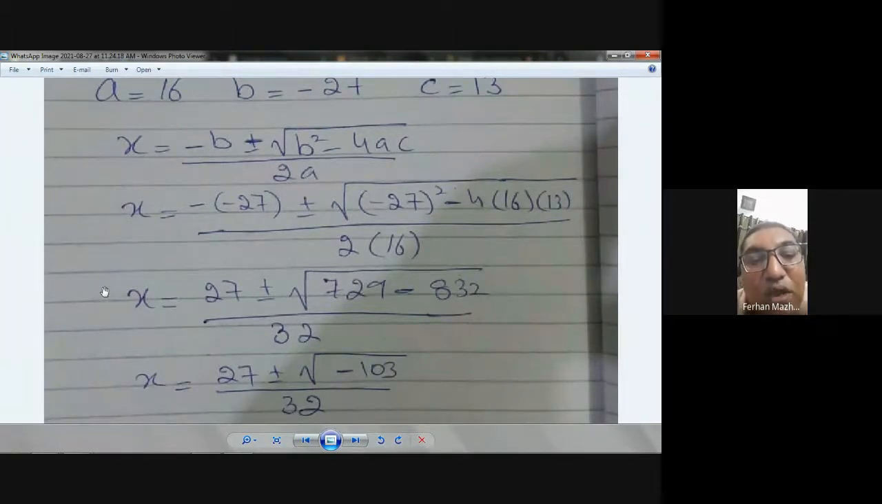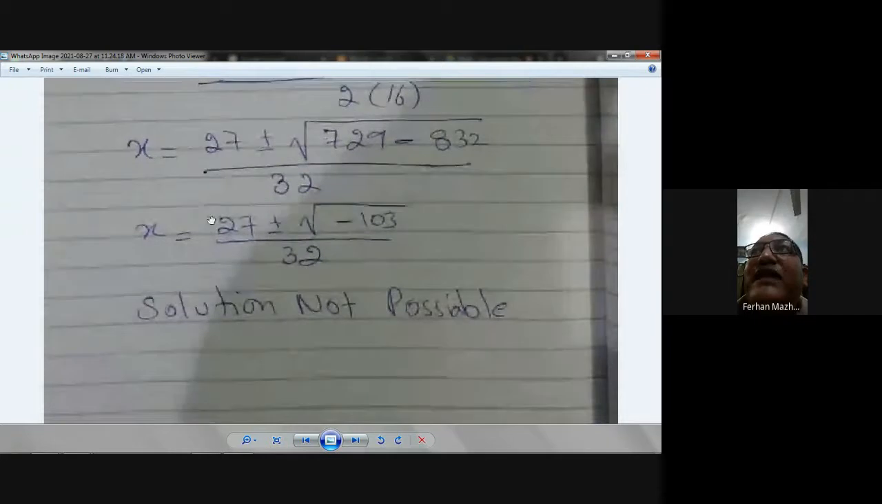When I take the square of minus 27, it will become positive 729. When minus 4 is multiplied with 16 and 13, it will be minus 832. So from 729, when I subtract 832, the answer will be minus 103. Now we have a special situation here. Never forget this situation. Here I have 27 plus minus under root minus 103, and the whole thing divided by 32.